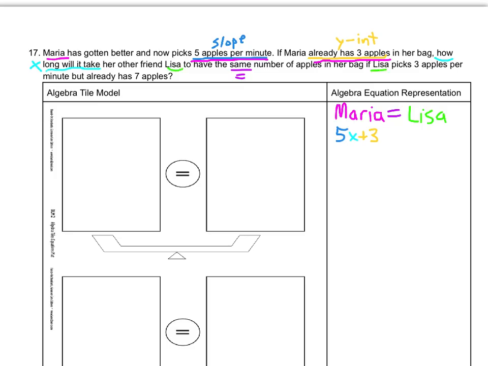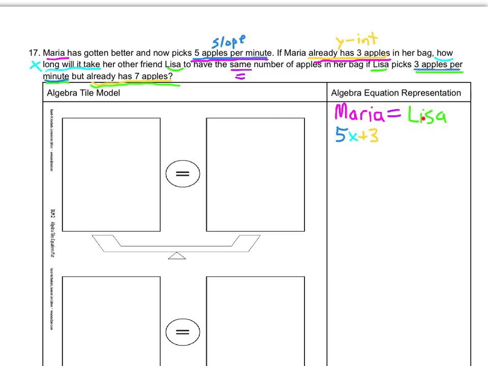We know that Lisa can pick 3 apples per minute. Is that 3 apples per minute, again, the slope or the y-intercept? You see that that's the slope. Again, typically when you have something per something, in this case apples per minute, or miles per hour, feet per second, those are all rates. Rates are slope. Lisa already has 7 apples. Again, that's that starting amount. She starts with 7. That starting amount we call the y-intercept. We abbreviate the y-intercept, like we did up here, as y-int.